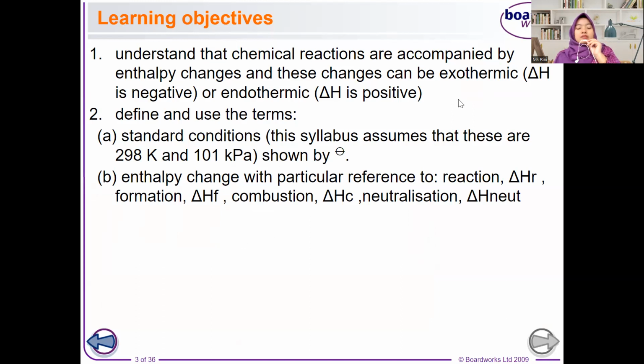Number two, define and use the term standard condition and enthalpy changes with particular reference to reaction, which is delta HR, formation is delta HF, combustion is delta HC, and neutralization is delta H naught.